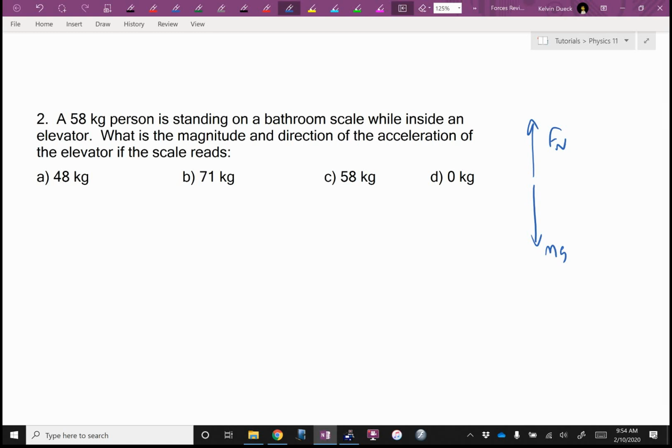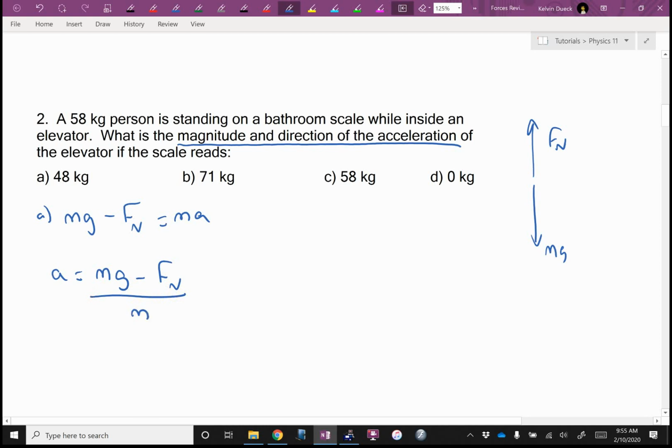Loud and proud. Yep. And I'm hoping you've been on enough amusement park rides or had enough playground experience. Yeah, if you're accelerating down, you feel lighter. Which way are we accelerating then? Who would be winning? So for part A, I would go mg minus Fn equals ma. And this question is wanting the magnitude and direction of the acceleration. So I've already got the direction part, down. How would I get the a by itself? So I'm going to get a equals mg minus Fn over m.